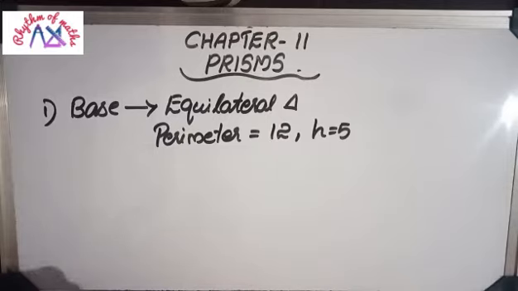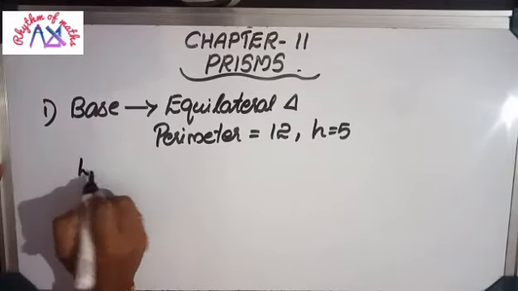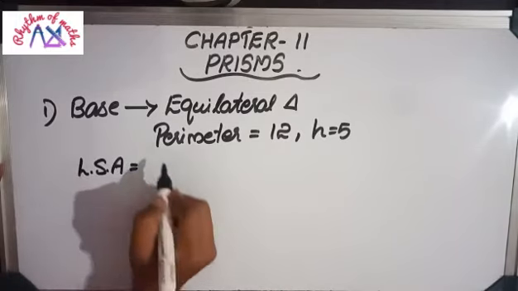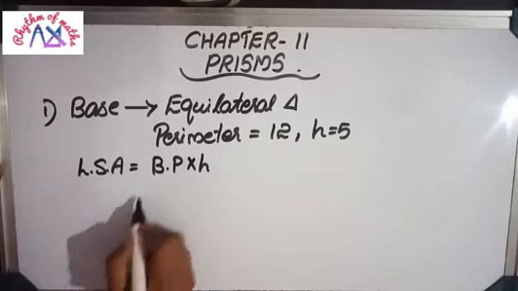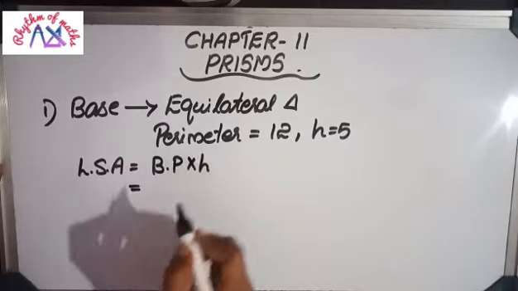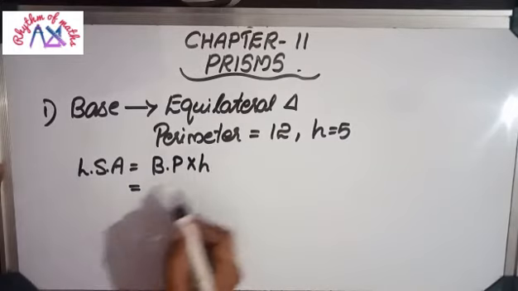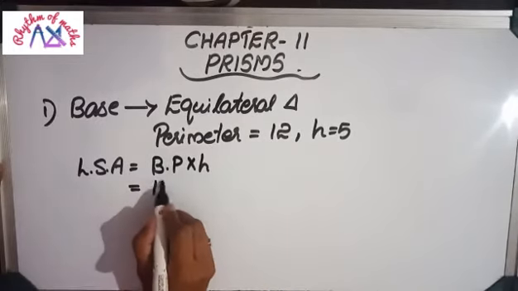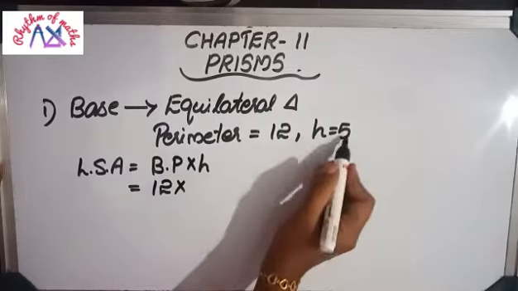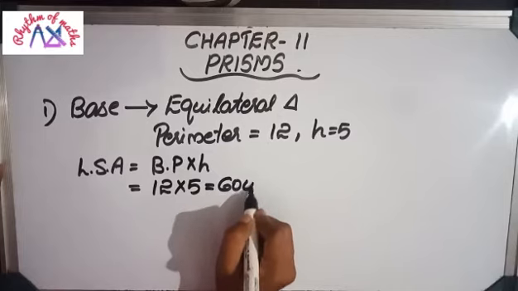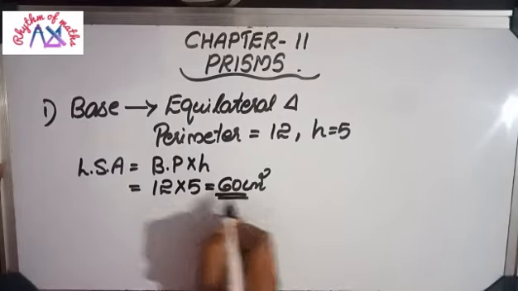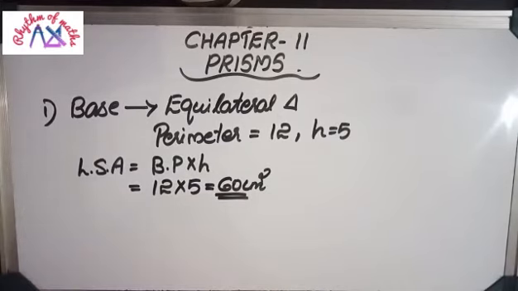So what is the TSA equation? LSA plus 2 into base area. So first let's find LSA, the lateral surface area. The LSA equation is base perimeter into height. Now the base perimeter is already given in the question, that is 12. So we can directly find 12 into height, which is given as 5. So the answer will be 60 centimeter square. So 60 centimeter square is the lateral surface area.